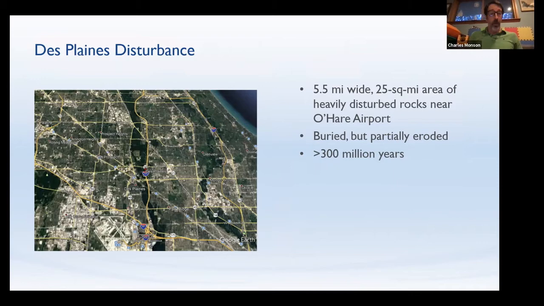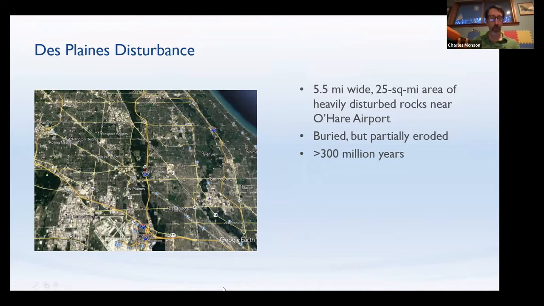But one of them that did survive is the Des Plaines disturbance. That's near the town of Des Plaines in the Chicago suburbs area. It's a 5.5 mile wide, 25 square mile area of heavily disturbed rock. I don't think it quite reaches under O'Hare Airport, but the outer boundaries of the disturbance come very close to O'Hare, which I believe is down here.